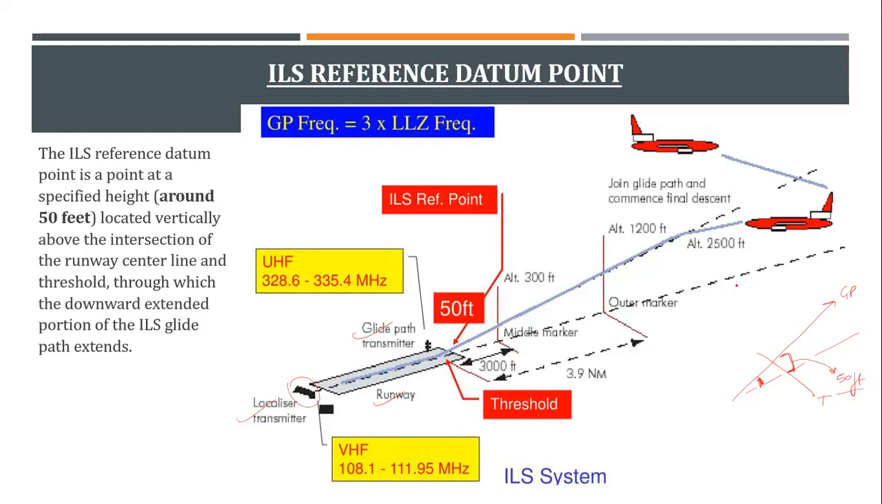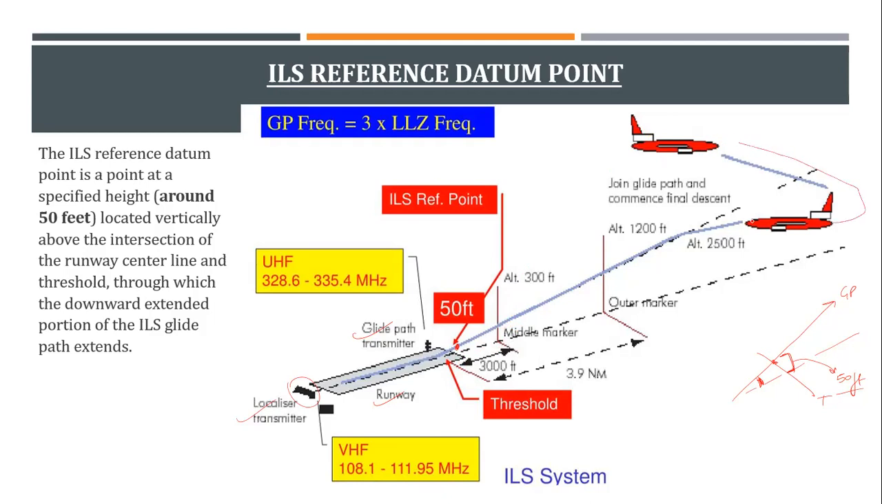And wherever they are intersecting, this glide path and the threshold, that is my reference datum point of ILS. If you see this arrow, it is directly here. The height above this point is 50 feet. 50 feet is also considered as a screen height. Screen height is something very important in terms of flying. I'll not introduce it right now, but it's a really good thing to explain.